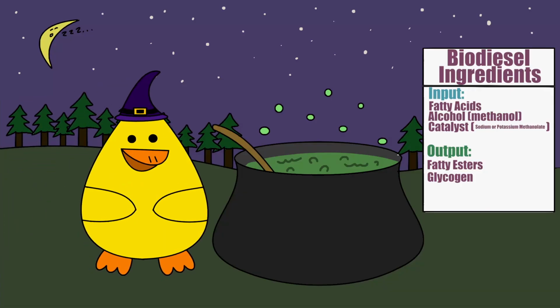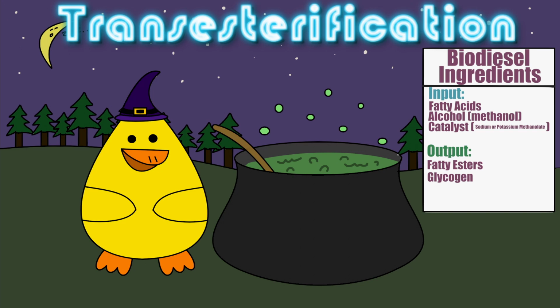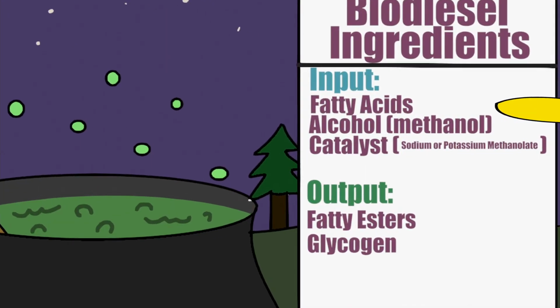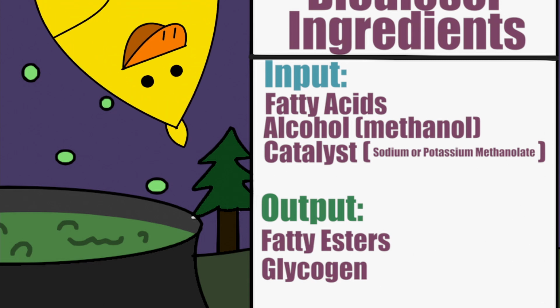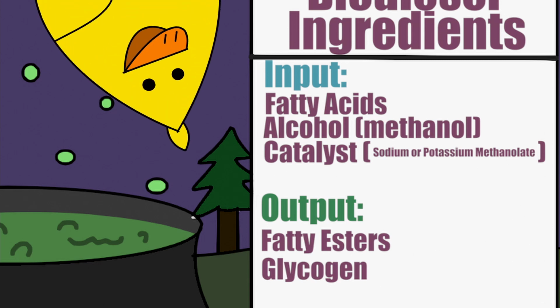Biodiesel, on the other hand, uses a process known as transesterification to turn plant oil and animal fat into biodiesel. By mixing fatty acids, alcohol, and a catalyst, the ensuing reaction forms a mixture of fatty esters and glycogen. Methanol is a good alcohol, and for the catalyst, we use a strong base or acid. Sodium and potassium methanolate are great catalysts. The formed fatty esters act as the building blocks of biodiesel, and the glycogen can be used in the cosmetics industry.